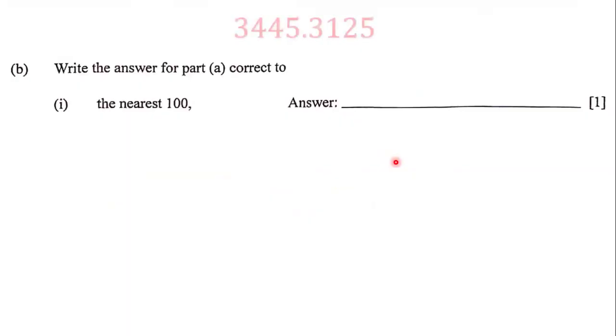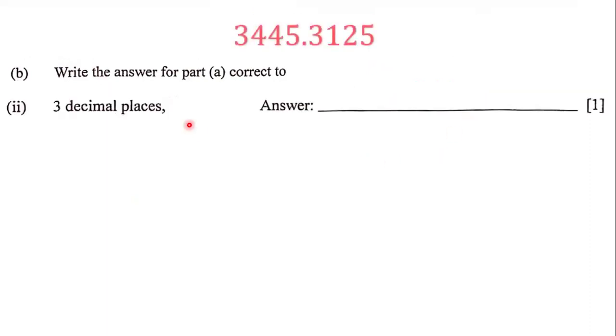Next, they want us to write the answer for part A correct to the nearest 100. Here is the answer that we got in part A. And so what we're going to do is circle this number. The reason why we circle 4 is because they want us to round correct to the nearest 100. And this 5 is in the ones place, 4 is in the tens place, but this 4 is in the hundreds place. And so we circle that and we underline the number behind it. Since this 4 is less than 5, we do not round up. And so we just leave it as 3, 4. And these two numbers we turn into zeros. And these numbers behind the decimal point we do not write. So the answer here is 3,400.